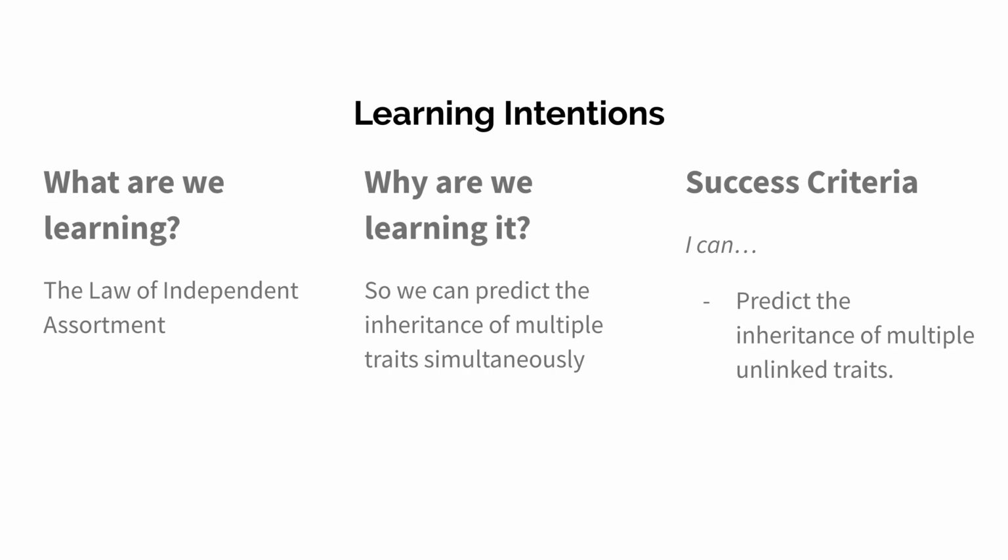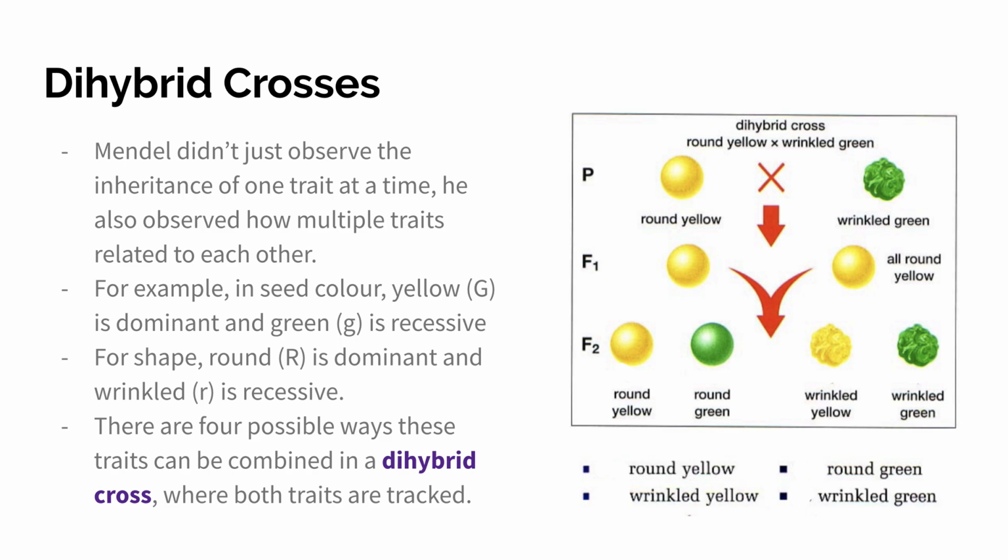Today we're learning about independent assortment so we can predict the inheritance of multiple traits simultaneously, and our success criteria is being able to make these predictions using unlinked traits. So Mendel didn't just observe a single trait at a time. Mendel actually observed the relationship between the inheritance of multiple traits.